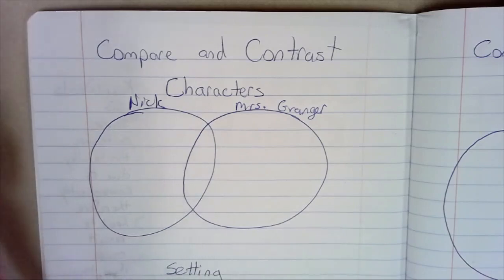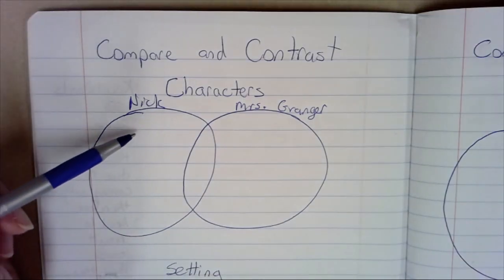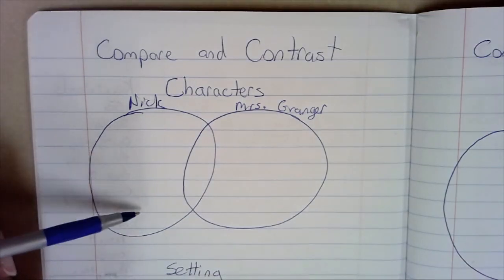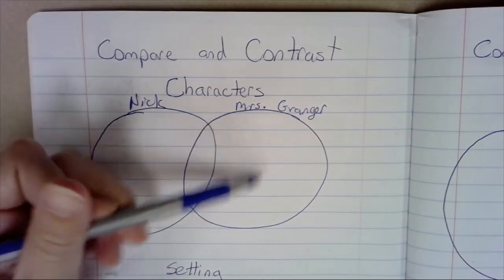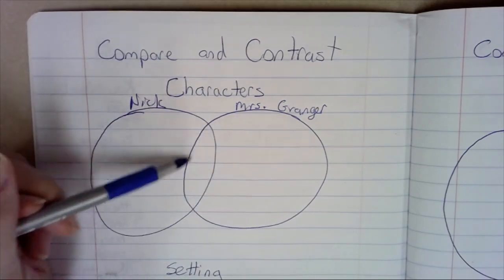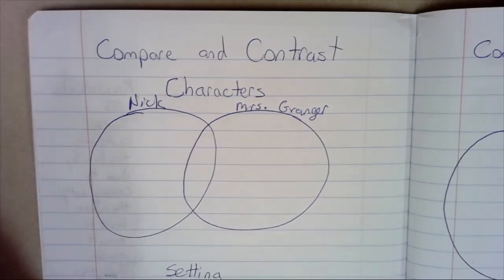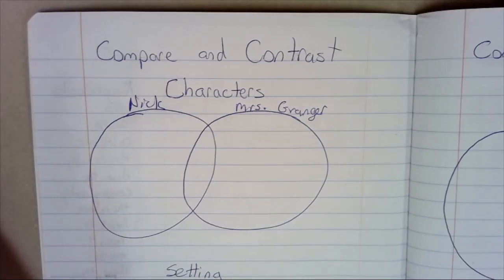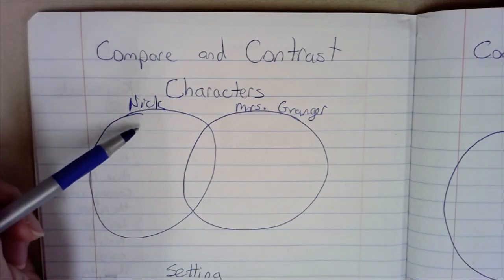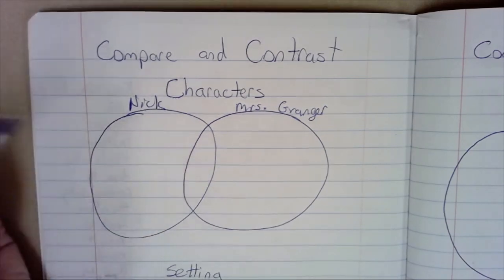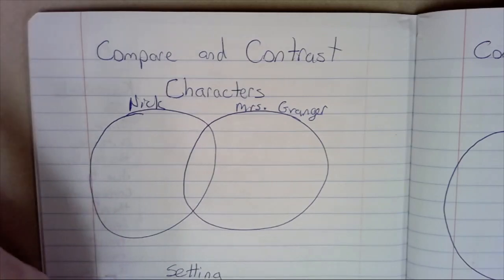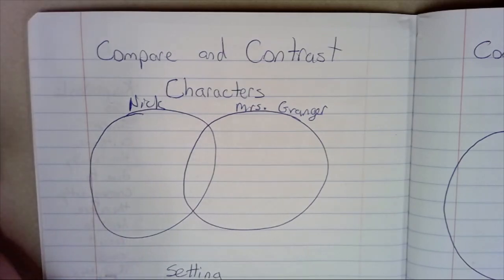So you're going to tell how Nick is different from Miss Granger here, how Miss Granger is different from Nick here, and then how they are alike in where they overlap. And you don't use general terms. You have to be specific and talk about their character traits or their personality. You don't just say boy, girl, human. Okay, that's not specific enough or deep enough.